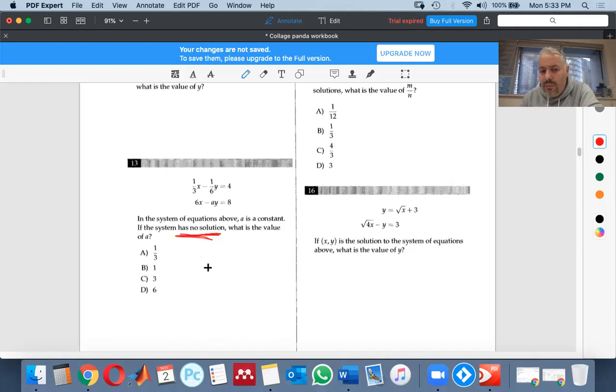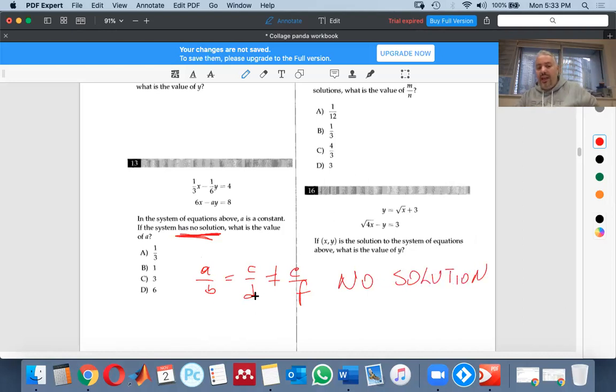What is no solution? A over B is equal to C over D, but these are different than E over F. This is called no solution. You can take a note. So these two things are same, but the right side is different. So check it. 1 over 3 divided by 6. Negative 1 over 6 divided by negative A, different than 4 over 8. Yes, this is 4 over 8. It's clear. 1 over 2, so it's different.